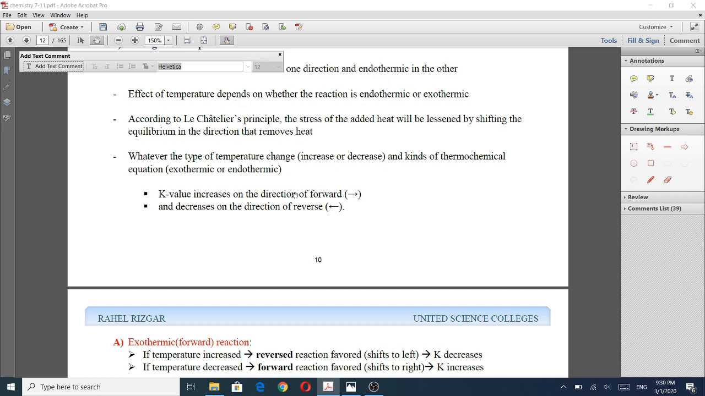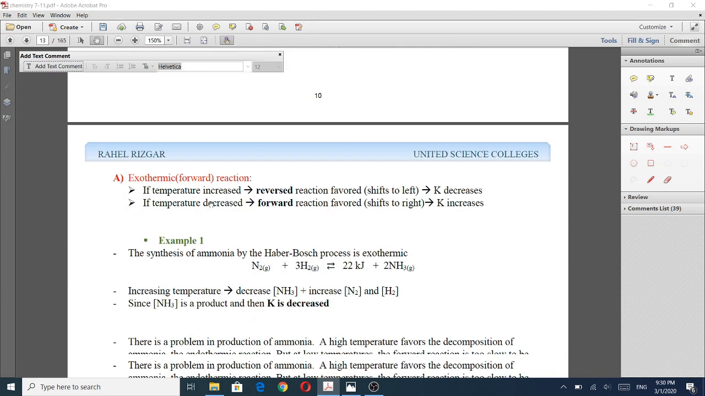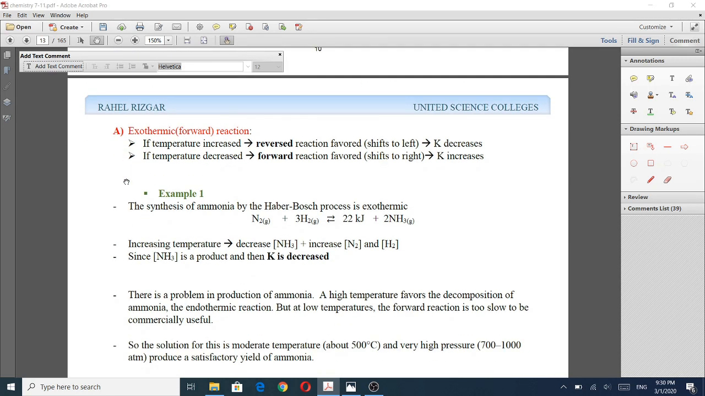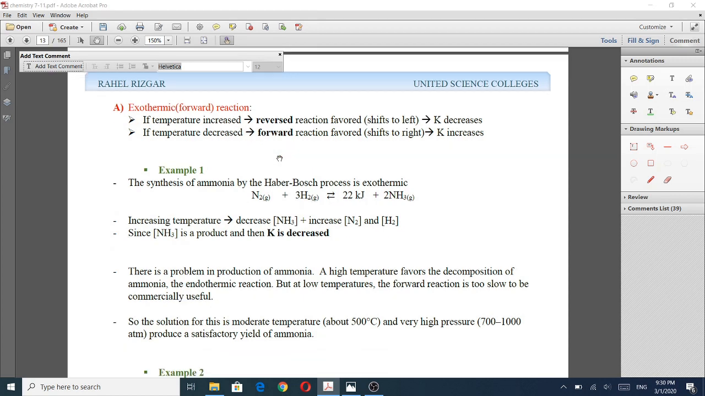So, in order to know what happens when you increase or decrease temperature in a reaction, we have to know first of all whether the reaction is exothermic or endothermic. So for exothermic reactions, for example, this reaction is an exothermic reaction.